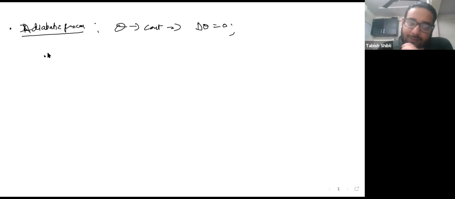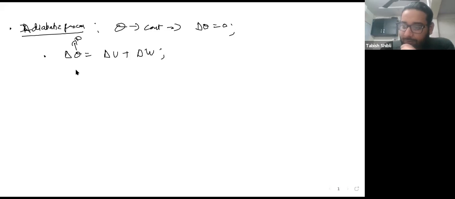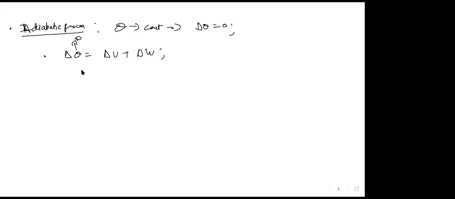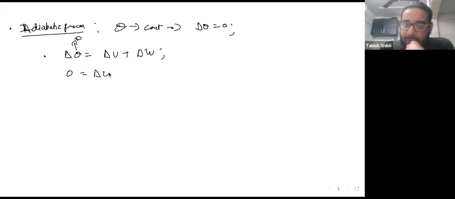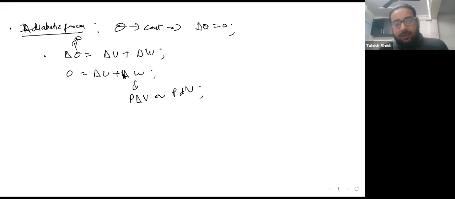So let's come back to our equation again. Delta Q is equal to delta U plus delta W. One is saying that this is zero. So what does that mean? Delta U equals minus W. Yeah, 0 is equal to delta U plus delta W. And we know what delta W is. This is just P delta V, or we can write this as P dV now, because we've already talked about quasi-static processes.